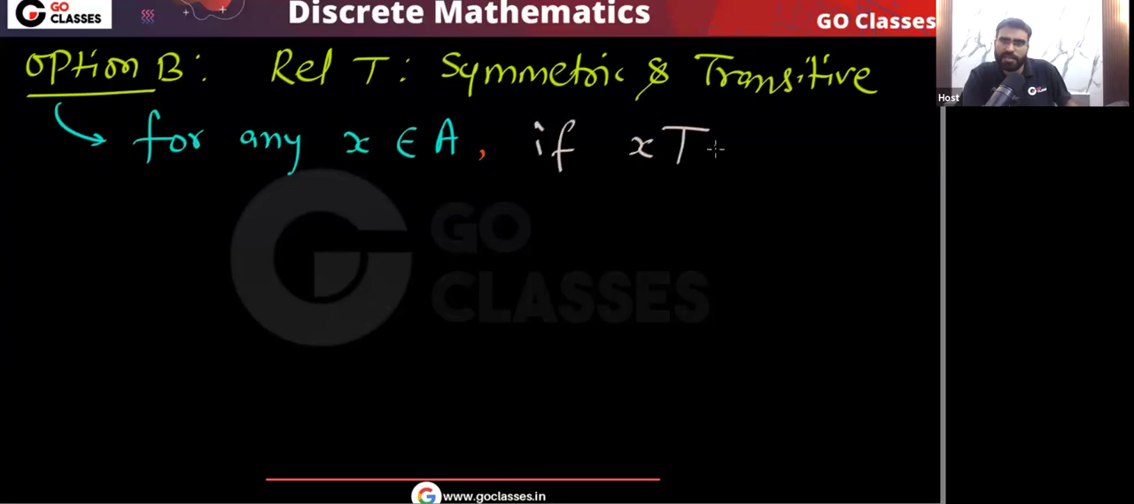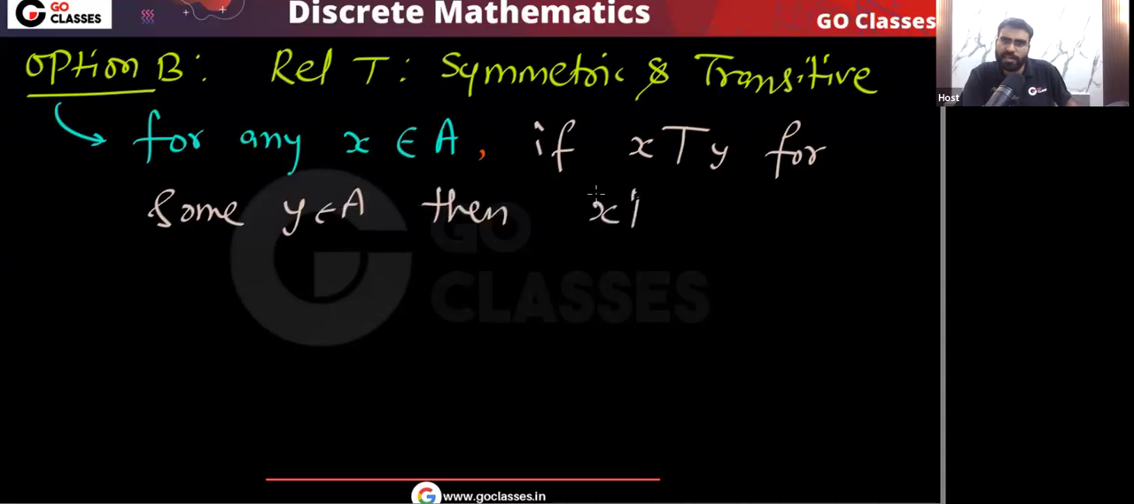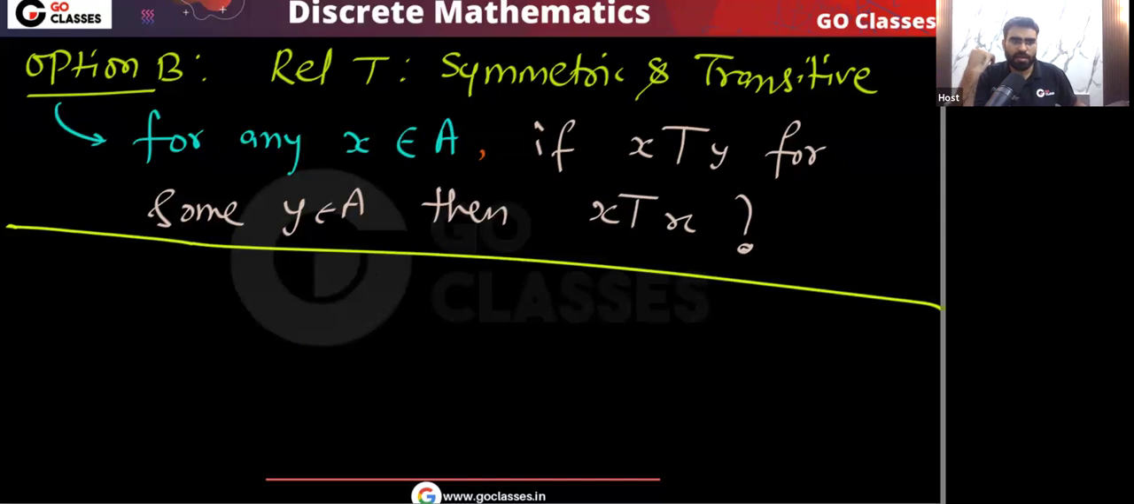if x is related to y for some y in the base set, then can I say x will be related to x? Can I say x will be related to x? Tell me. Let me know. Yes, this is actually true. And the proof is also very simple.